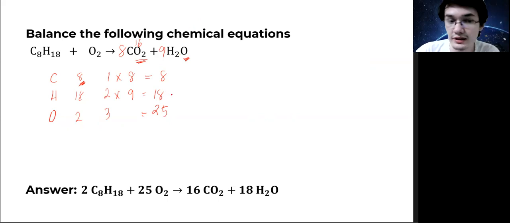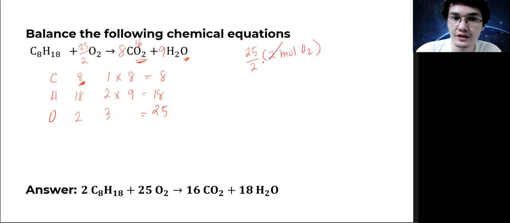So how do we do this? So we supply 25 over 2, since if we were to calculate the oxygen atoms in the reactant side, we have 25 over 2 times 2 moles oxygen. So, di ba, ma-cancel out na siya. So, sa reactant side na-tay 25 oxygen atoms. Pero dili man pwede ang fraction.